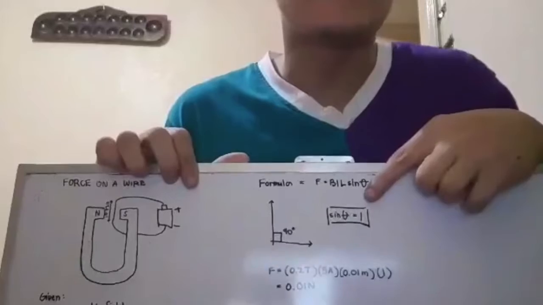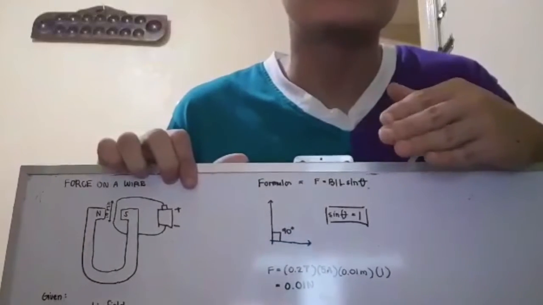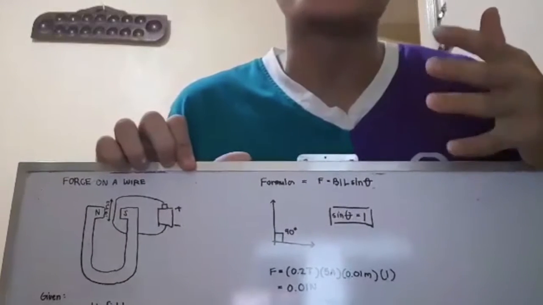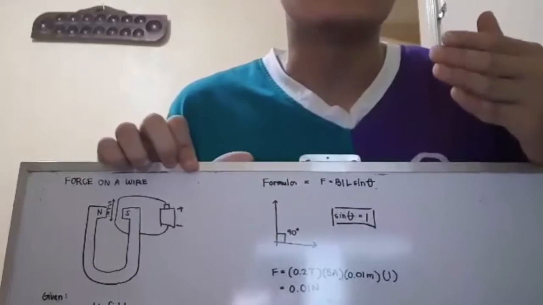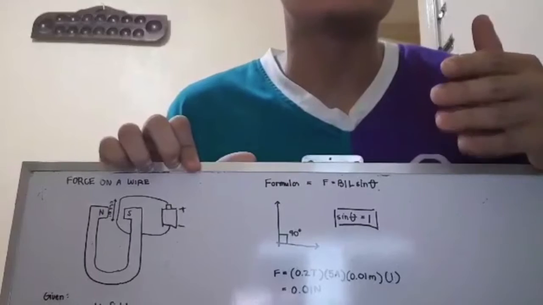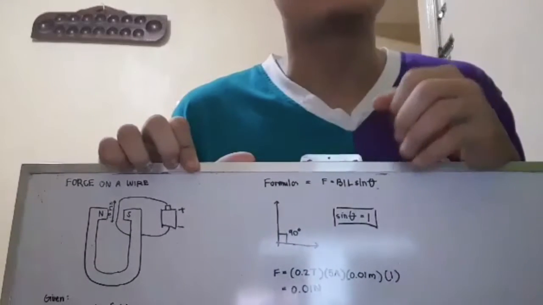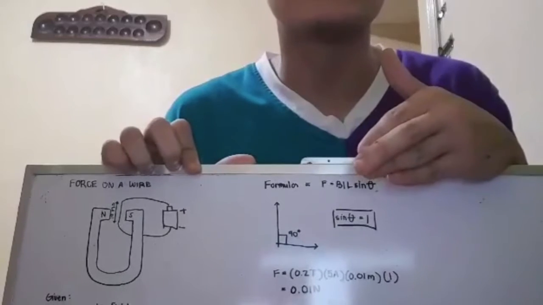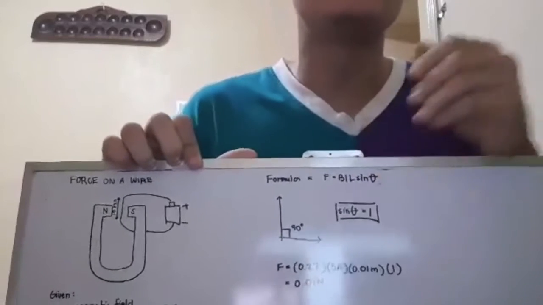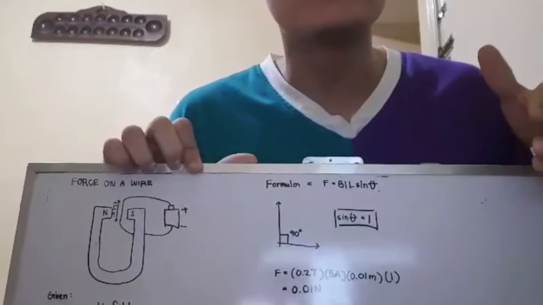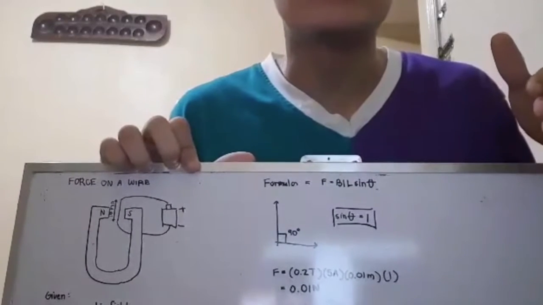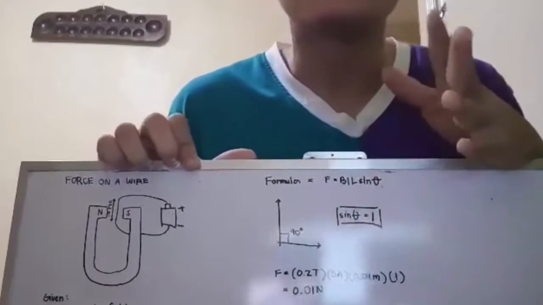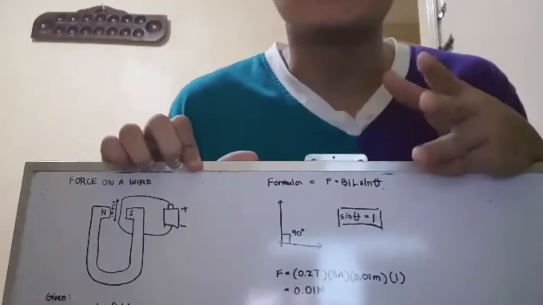In this exercise, the magnetic field lines which run from north to south form a right angle, 90 degrees, with the direction of the current flowing in the wire. So sine theta, as we all know, is equal to 1 since the angle is a right angle, or equal to 90 degrees. This term can be removed already from the formula since the value of sine theta is 1.